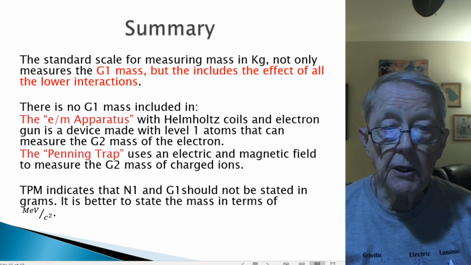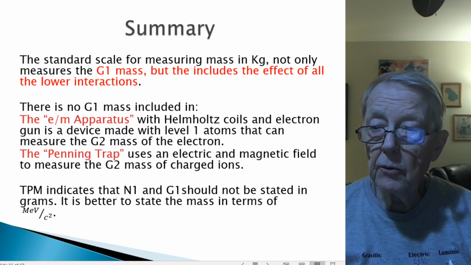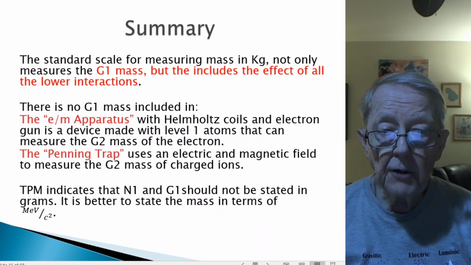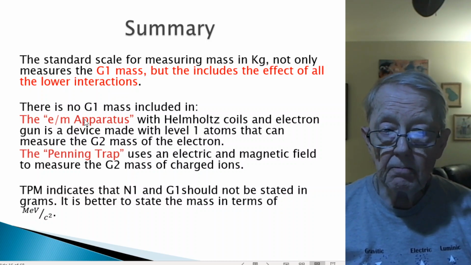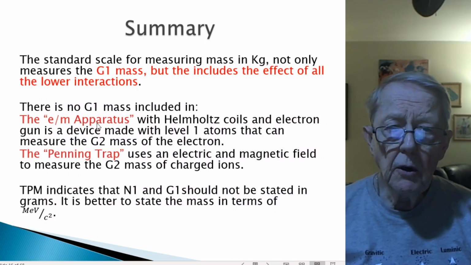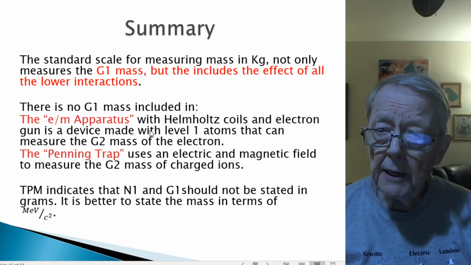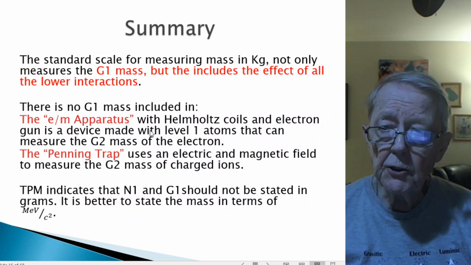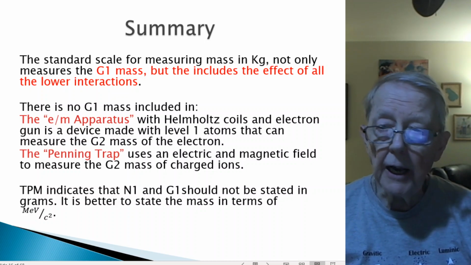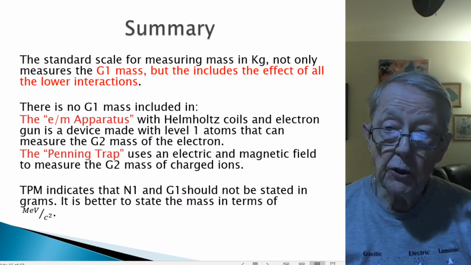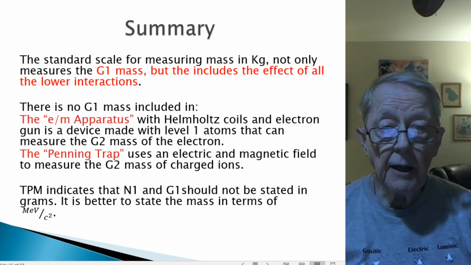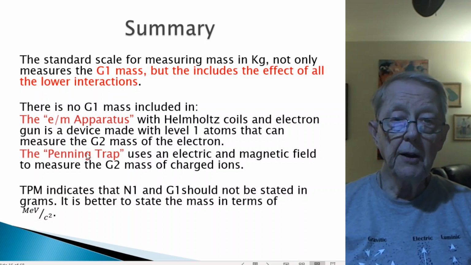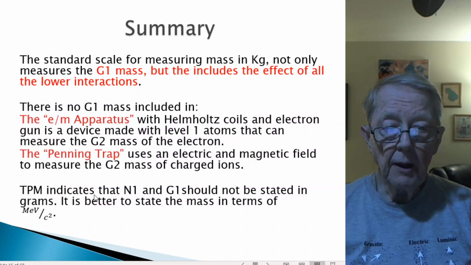There is no G1 mass included when you measure the electron in the e over m apparatus. Went through that. This is amazing to me, that you can build an instrument out of level 1 atoms, exclude level 1 gravity, and get strictly the G2 mass of the electron or the ions. One in the apparatus here and one in the Penning trap.